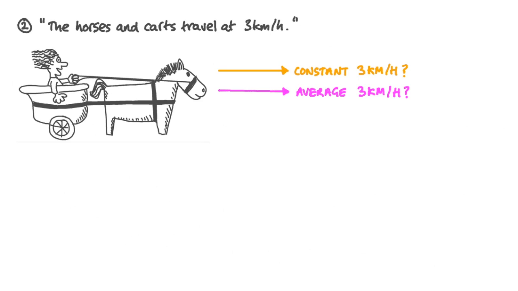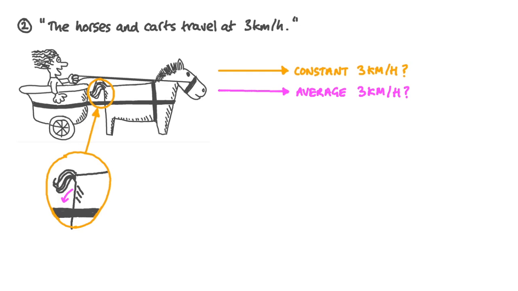Assumption number 2. The horses and carts travel at 3 kilometers an hour. This sounds reasonable. It could mean that they travel at a constant 3 kilometers an hour, or it could mean that they travel at an average of 3 kilometers an hour. They're going to be travelling for an hour before they collide in the middle, so if the 3 kilometers an hour is an average speed, any small fluctuations along the way won't make any difference to the end result, although they could make a huge difference to how you're able to calculate the answer.